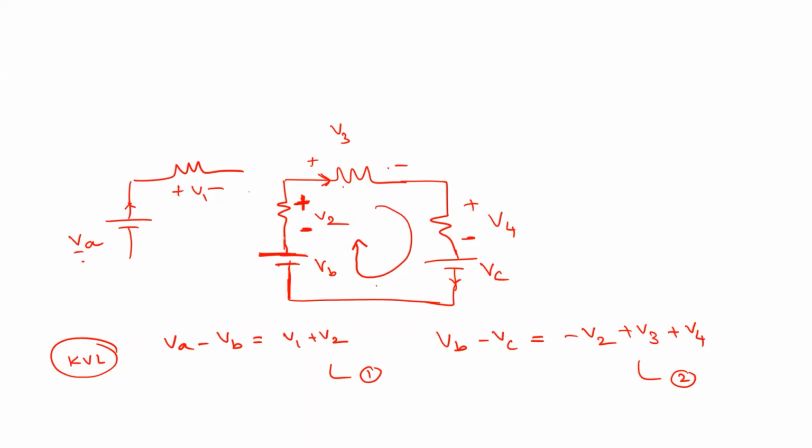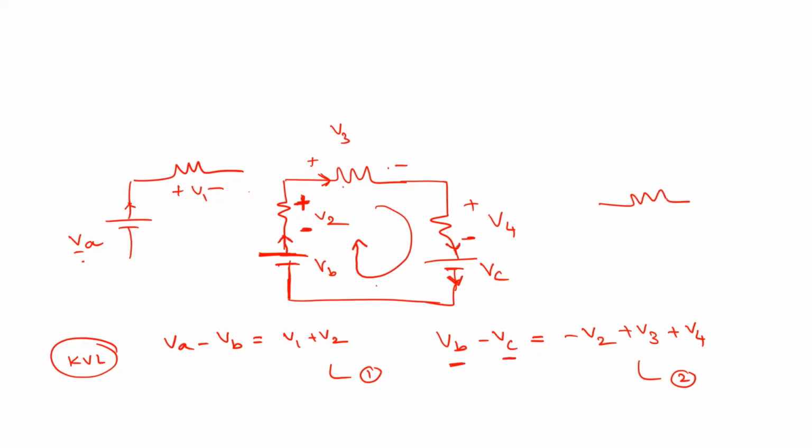In this source, the current is leaving. Agree? So you have plus VB. In the other source, the current is entering, so minus VC. Agree? Yes, sir.